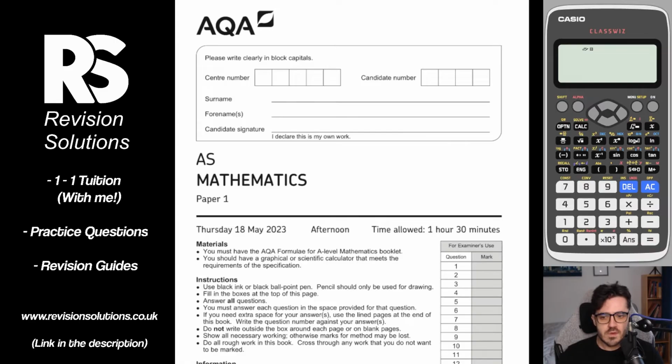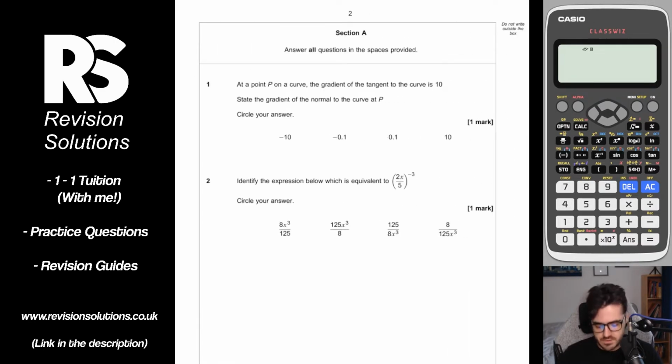So here's the front of the paper. If we scroll straight ahead to question 1, it says, at a point P on a curve, the gradient of the tangent to the curve is 10. State the gradient of the normal to the curve at P. Well, the normal is the line that's perpendicular to the tangent. So we just think about what we know about the gradients of perpendicular lines. The negative reciprocal is what we'll do to get the perpendicular gradient to the tangent. So that would be minus 1 over 10, which would just be minus 0.1.